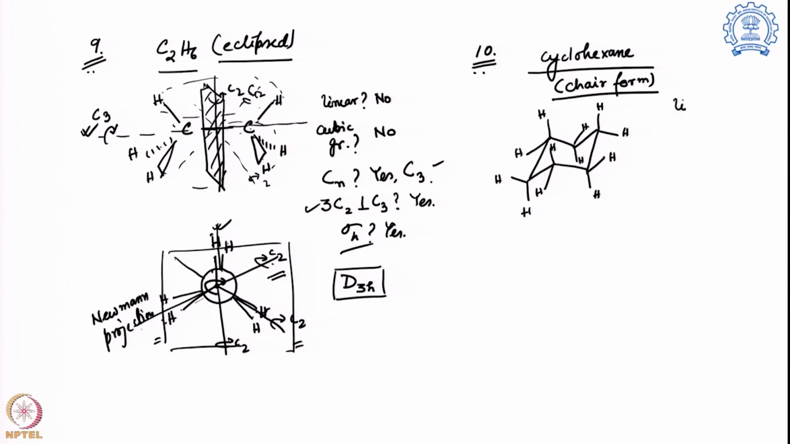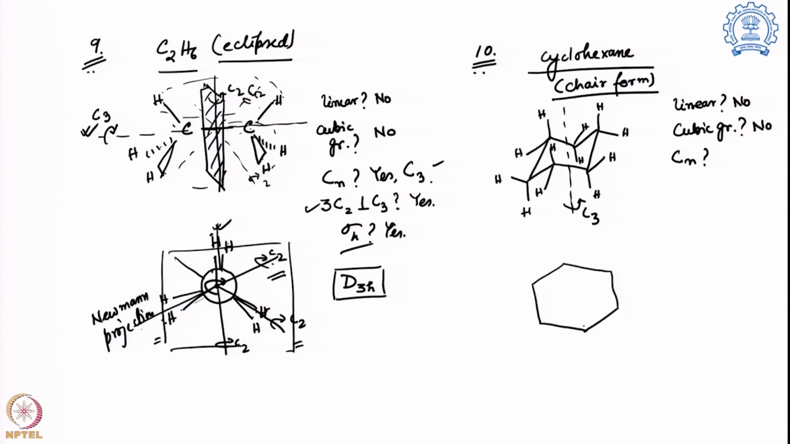So, first question, is it linear? Answer is no. Next question, does it belong to any particular cubic group? Answer is still no. Then the question is, what is the principal axis or CN? That is going through this molecular structure through the middle, and it has a C3, but it is not very easy to see from here. So, what I am going to do is draw a structure of cyclohexane in this kind of way, top view.